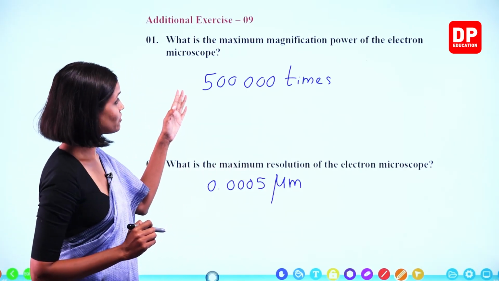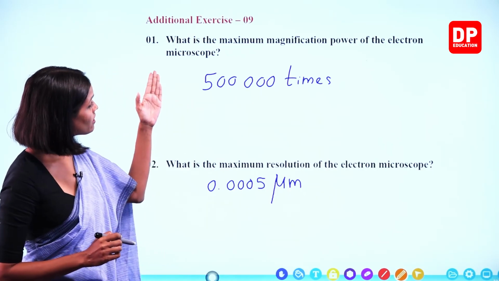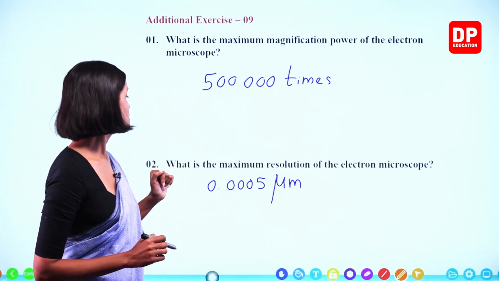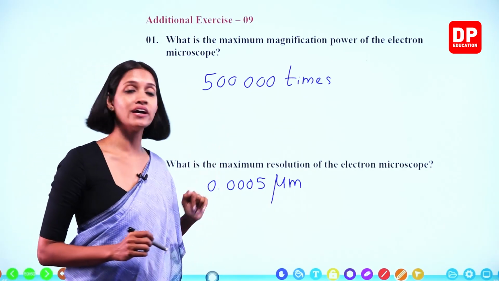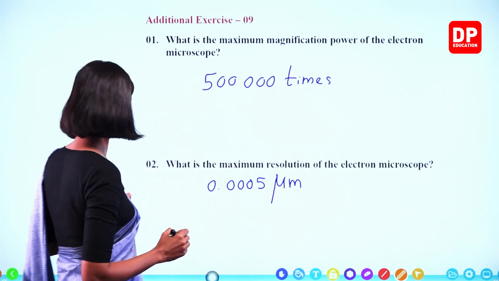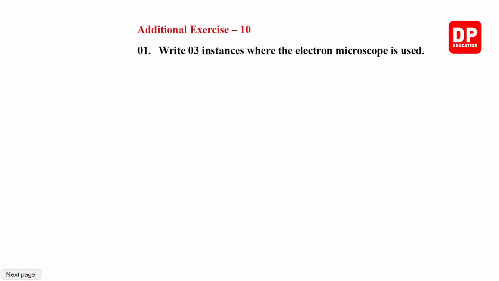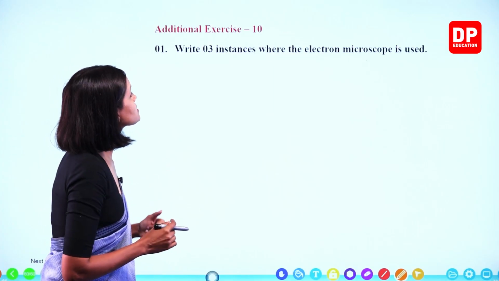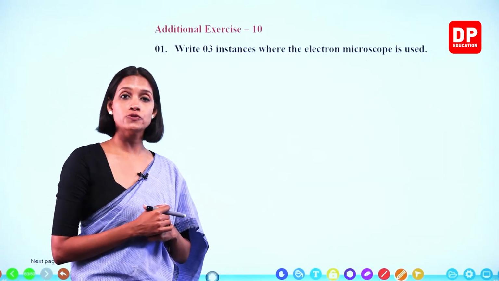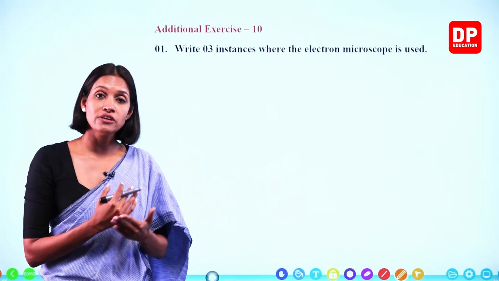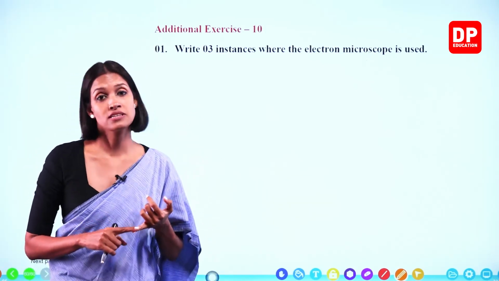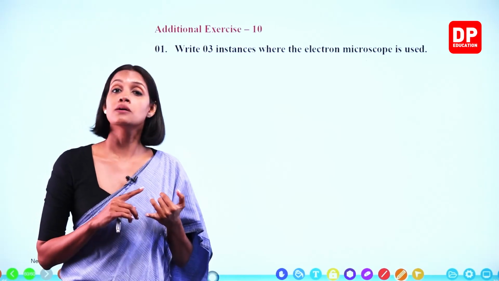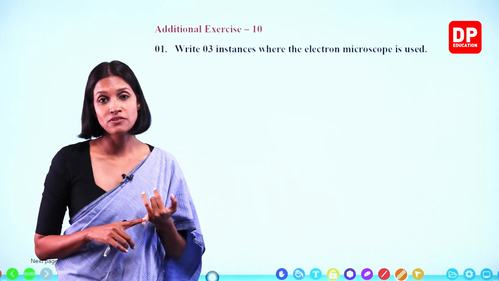What is the maximum magnification power of the electron microscope? 500,000 times. Maximum resolution is about 0.0005 micrometers. Okay? Right. Additional exercise 10. This is the last exercise of the lesson. Write 3 instances where the electron microscope is used. Because of the very high magnification power and the resolving power, it can be used to observe viruses, including all the other pathogenic microorganisms, right?